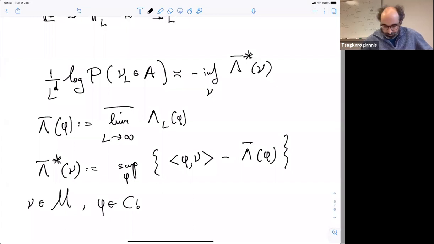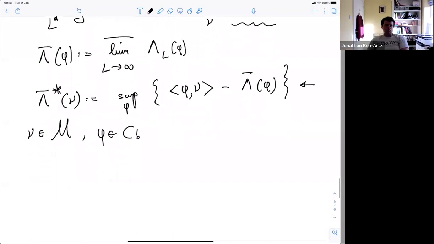Of course, now the point is what is lambda bar star, because somehow this will be your free energy functional, but you have it in a variational principle. It's given as a supremum, and in principle you don't know how to compute it. And this brings me to the third point.